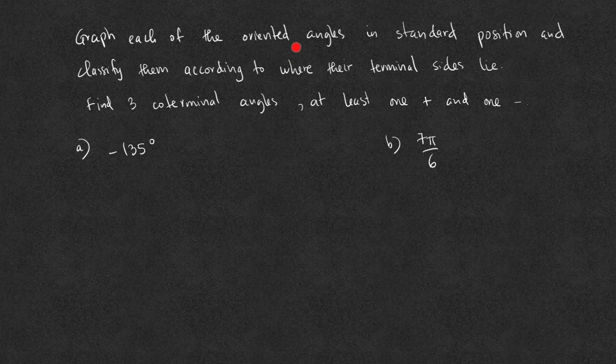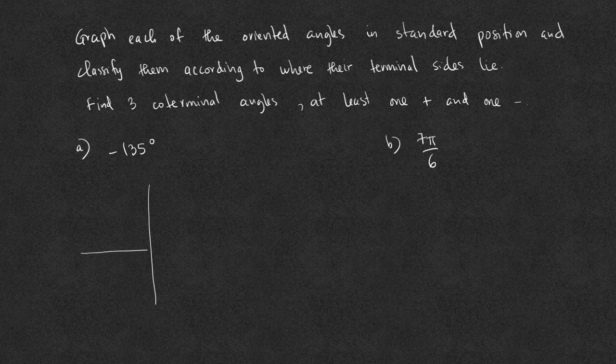Graph each of the oriented angles in the standard position and classify them according to where their terminal sides lie. Find 3 coterminal angles, at least one positive and one negative. The angle negative 135 degrees.